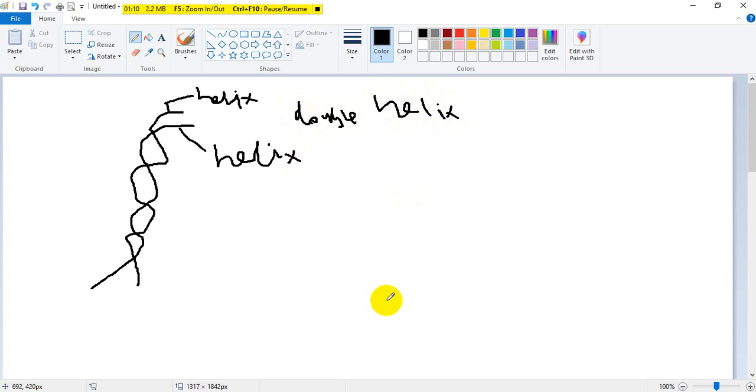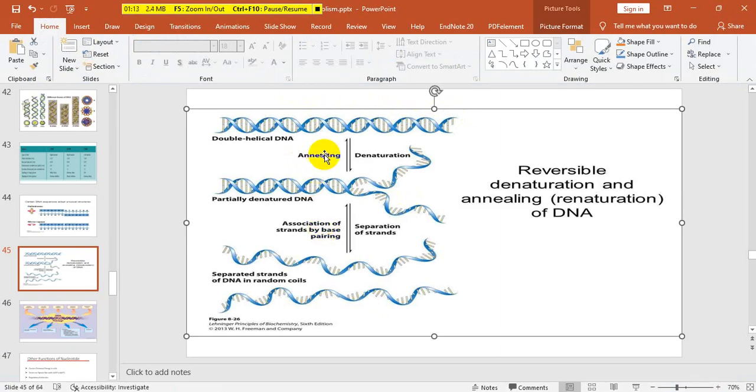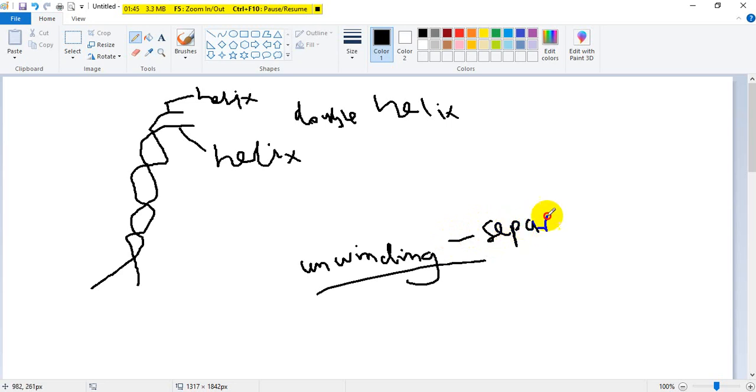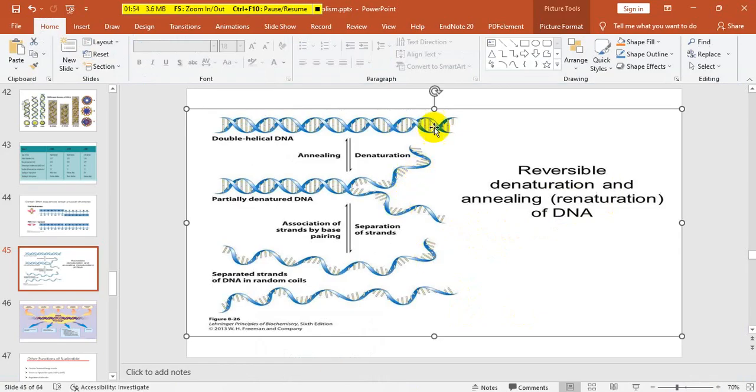Okay, so let's continue. When we say denaturation, it's the same as unwinding. Unwinding means the separation of one strand from another. One strand of the DNA separates itself from the other strand. We call it unwinding. You can see this one unwinds.